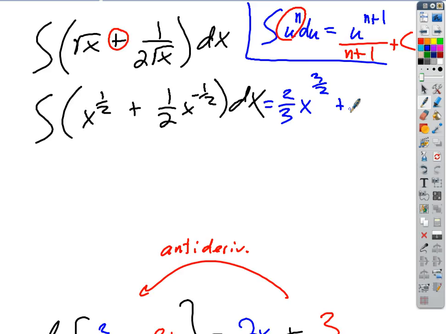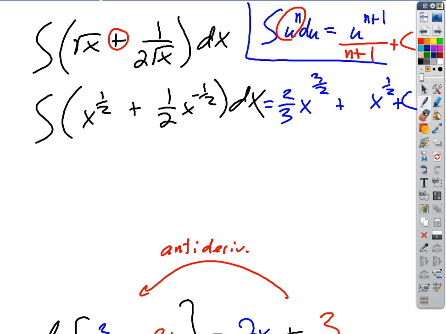What is it? X to the 1/2. Okay. And divided by 1/2, which is just times 2, right? But I got that 1/2 out front already. So it really is just x to the 1/2, isn't it? Because when I differentiate, that's going to punch that 1/2 out front as a coefficient, which is what I have. And then I just need my plus c. Make sense? Okay.